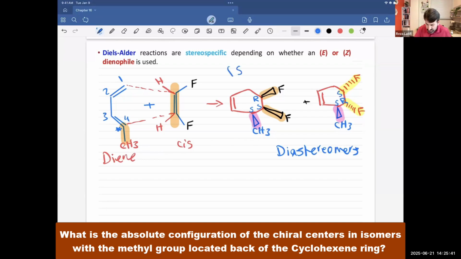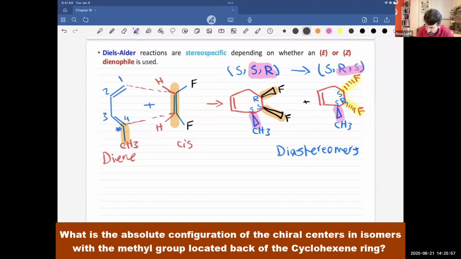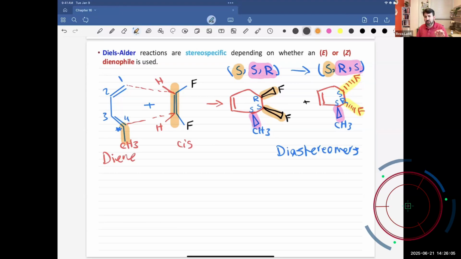So I have S and R configuration, and turn to R and S configuration. Let's highlight these two. These two got flipped. We had SR turn to RS. But how about this center? This center stayed as it is. Because one of the centers did not flip, I'm going to say the relationship between them will be diastereomer.